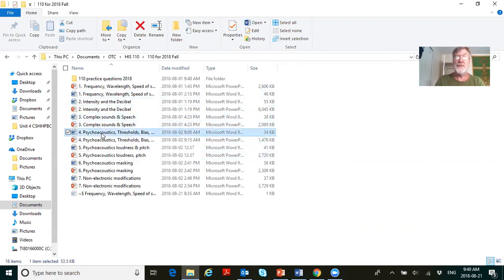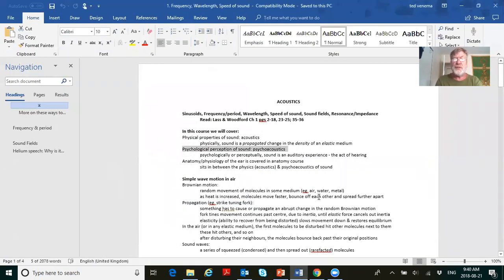psychoacoustics. And Unit 4, the PowerPoint for psychoacoustics. And then a new topic in psychoacoustics, Unit 5. Once again, notes and PowerPoint for Unit 5. And then notes and PowerPoint for Unit 6. And then the very last unit of the course is non-electronic modifications of hearing aids. In other words, what does the shape of hearing aids do to the sound of hearing aids? And that should do it for 110. So that's kind of what I wanted to impart to you. So okay, here we go.